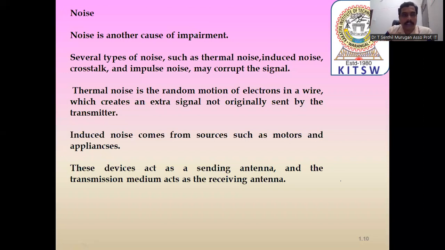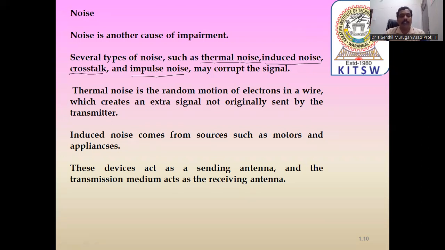The third point is noise. What is noise? Noise is another cause of impairment. Several types of noise are there. Here it is mentioned: thermal noise, induced noise, crosstalk, and impulse noise may corrupt the signal. So these are the different types of noise that may affect the signal, because the noise will be added to the signal.